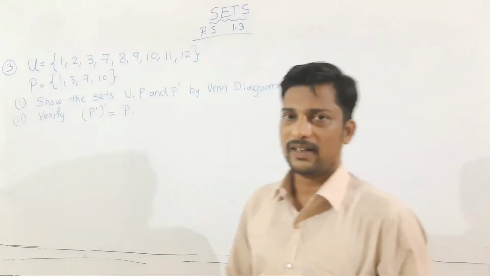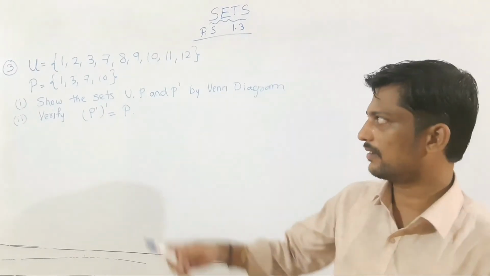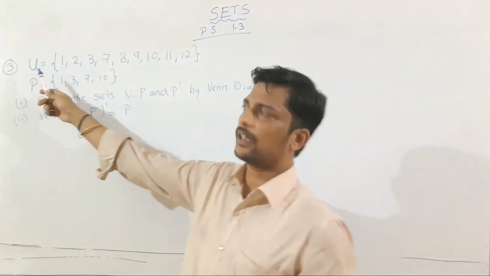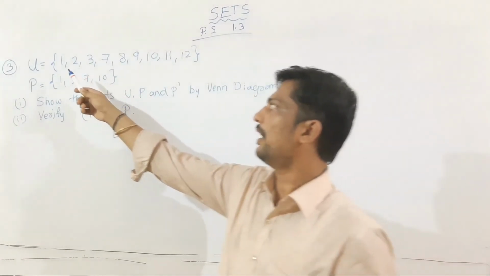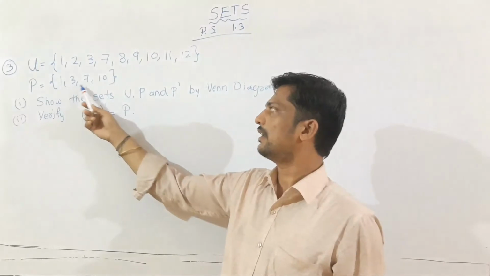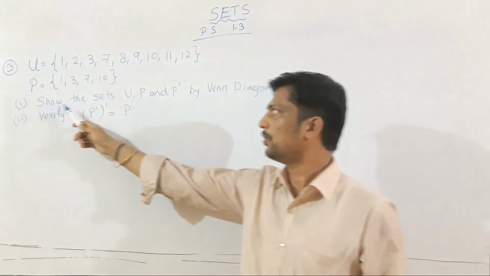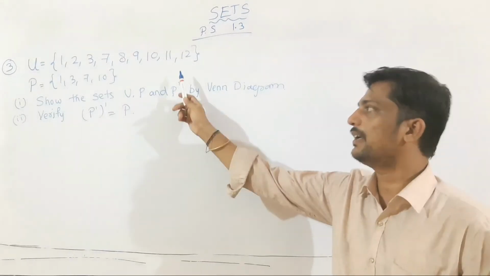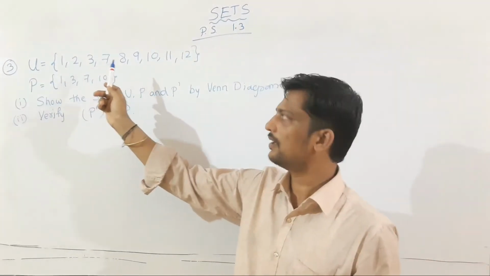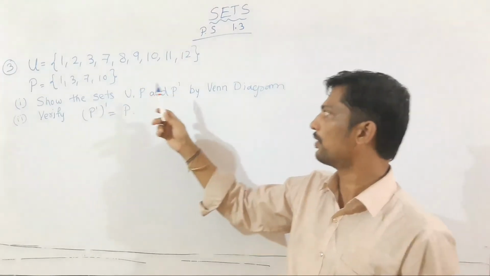Welcome students. Let us see the third example. Fine. So I am considering directly the third example. They have given me two sets. First universal set 1, 2, 3, 7, 8, 9, 10, 11, 12, and second set 1, 3, 7, 10. Okay. Now they have asked me show these sets U, P and P dash. Now they have not given me P dash. And P dash is nothing but what? Complement of P. I will tell you how to write it.